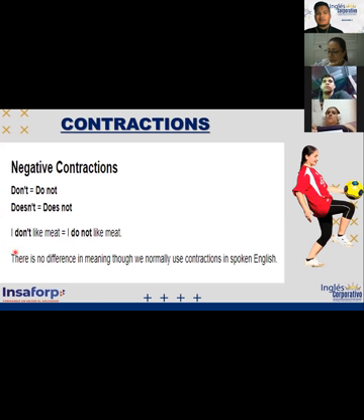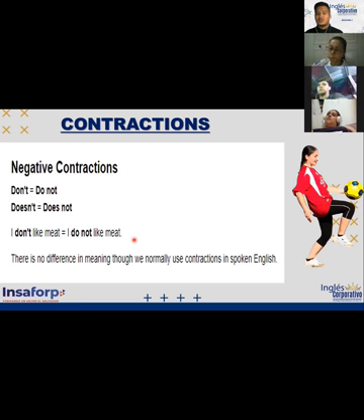So something very important, it is this part. There is no difference in meaning, though we normally use contractions in spoken English. La mayoría de personas, American natives, Canadians, or someone who speaks English, we prefer using contractions. La mayoría prefieren usar contracciones. Why? Because it is something that allows you to speak fast. Permite que se escuche que estás hablando más rápido. And another reason to use contractions is because it allows you to make something shorter. Te permite hacer algo más pequeño, right?